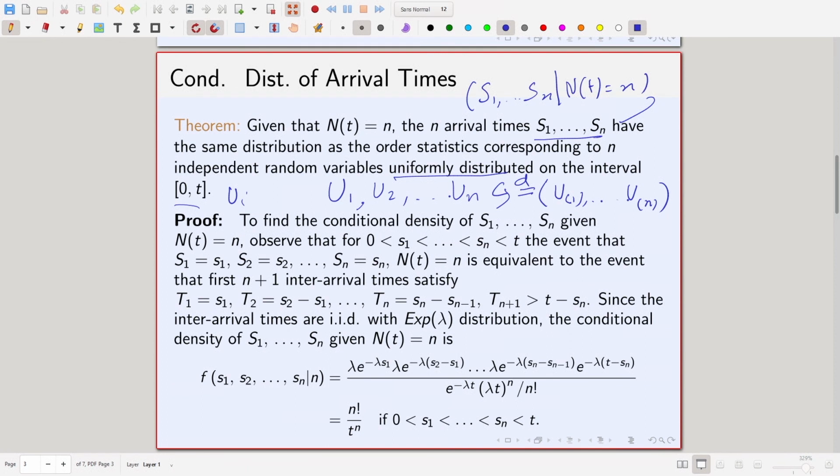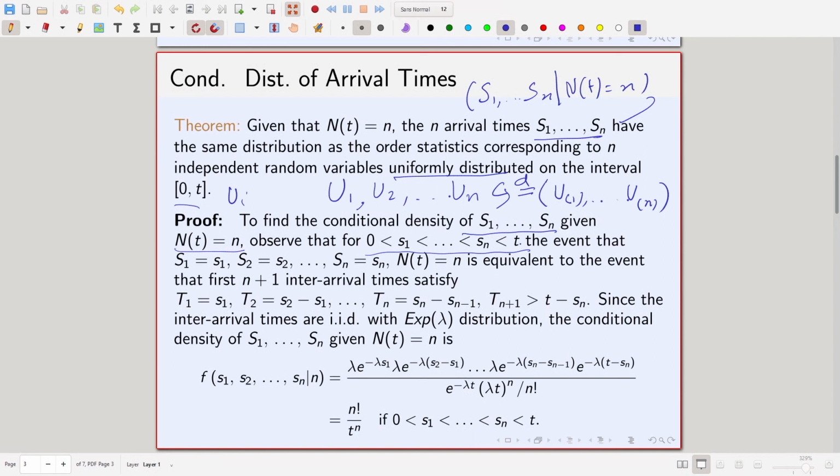Remember, we are interested in the conditional joint density of S1, S2 and so on up to Sn, given that N_t equal to n. In order to find that conditional density, observe that if you take 0 strictly less than S1, strictly less than S2 and so on, strictly less than Sn, which is less than t, obviously all the n arrivals should happen before time t, because you were told that up to time t there have been n arrivals, right?